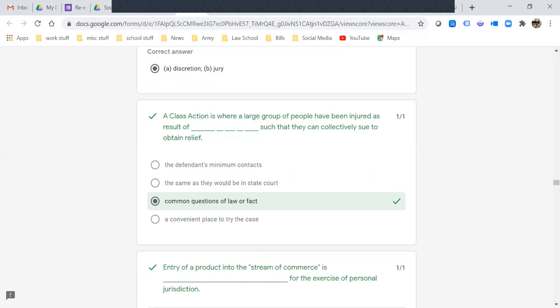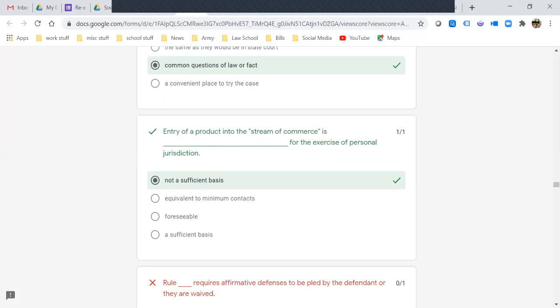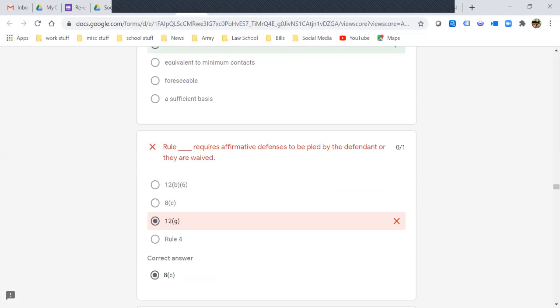Class action is where a large group of people have been injured as a result of common questions of law or fact, such that they can collectively sue to obtain relief. All right, Rule 8C requires affirmative defenses to be pled by the defendant or they are waived.